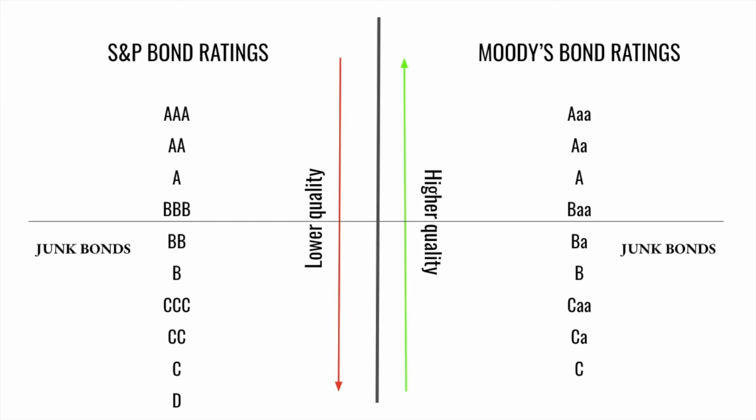After that comes BAA, so capital B followed by two lowercase a's. After that, capital B followed by one lowercase a. Then the next rating is a single capital B. After that, single C followed by two lowercase a's, and after that, one capital C followed by one lowercase a, and finally you have one uppercase C. So it's a little different than the S&P bond ratings, but the rating systems are both very similar in the way that they assign these ratings to companies.